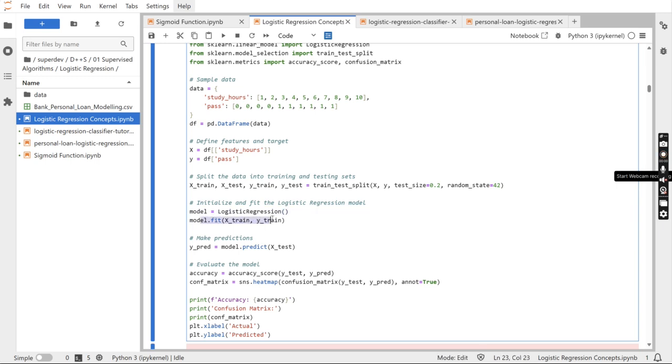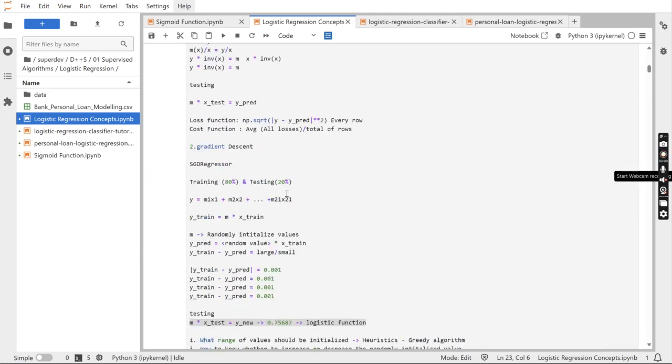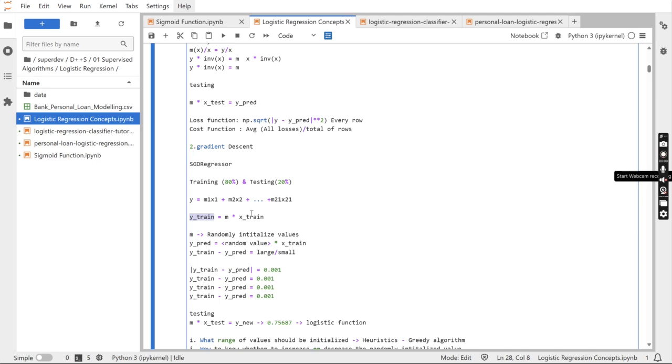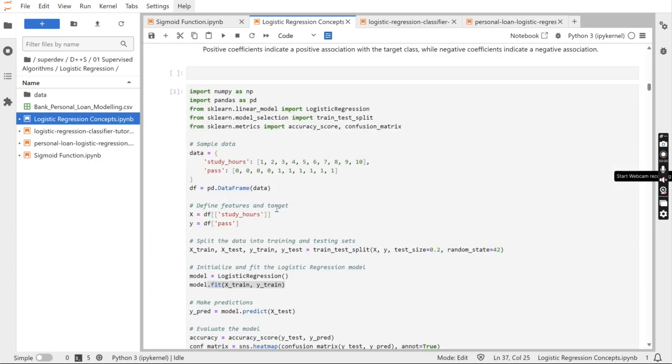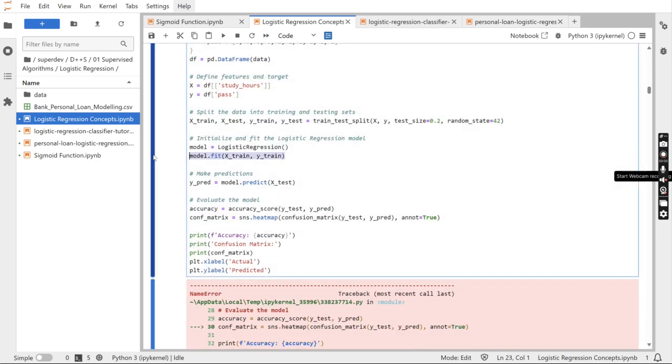The moment you fit, what you are fitting is x train and y train. This is x train, this is y train, this is what you are fitting. The moment you start fitting, all these steps start happening up until this training part. Everything happens under the hood, and because the rows are few, it happens within a second.